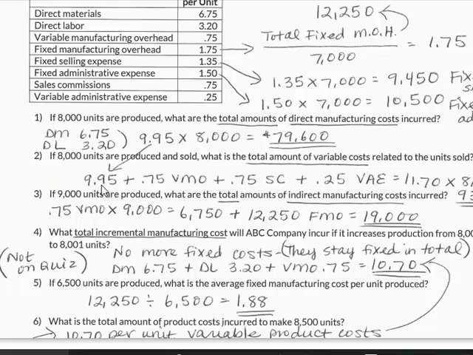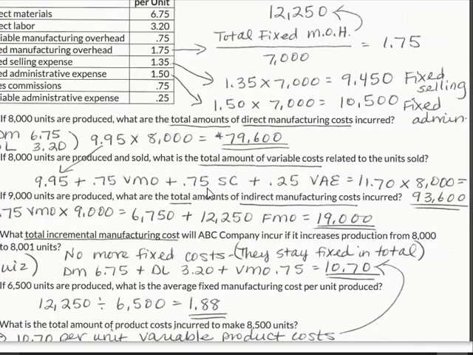So we're going to add to our direct materials and direct labor the variable manufacturing overhead. That's a variable cost. We're also going to add sales commissions, which are 75 cents per unit, and 25 cents in variable administrative expense. So the total of all those per unit variable costs is 1170, and we'll multiply that by 8,000 units produced and sold to get our total variable costs.